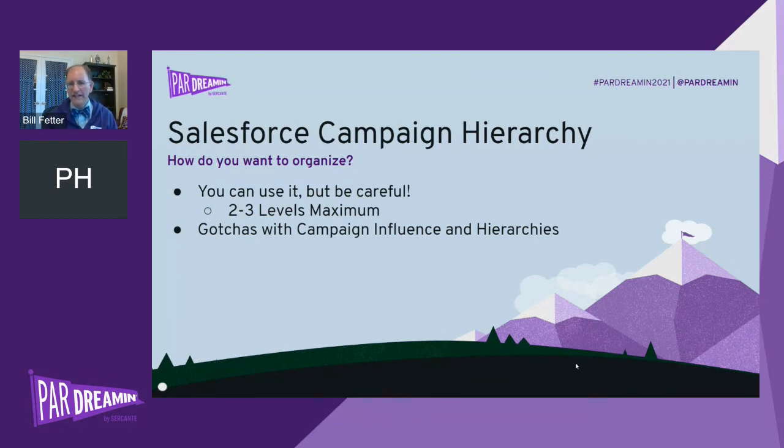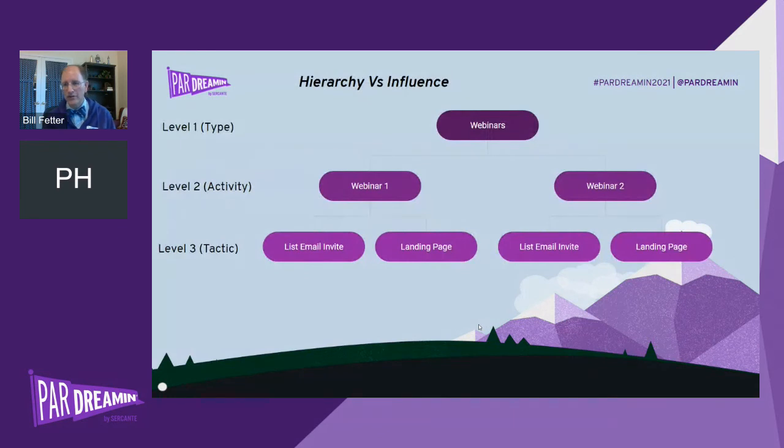So what we're going to talk about right now is the gotchas with campaign influence and hierarchies. And again, this kind of goes back to where we originally started. If you have a 3-level hierarchy like this, and let's say you want to look at all your webinars at the top level, and then you want to look at specific webinars at the middle level, and then specific actions that got people to sign up for the webinar in the middle level. So what do you have to ask yourself in this situation, Paul? Well, again, it's kind of like where you're going to populate people in, and then how you're going to report on those. What level are you going to report on?